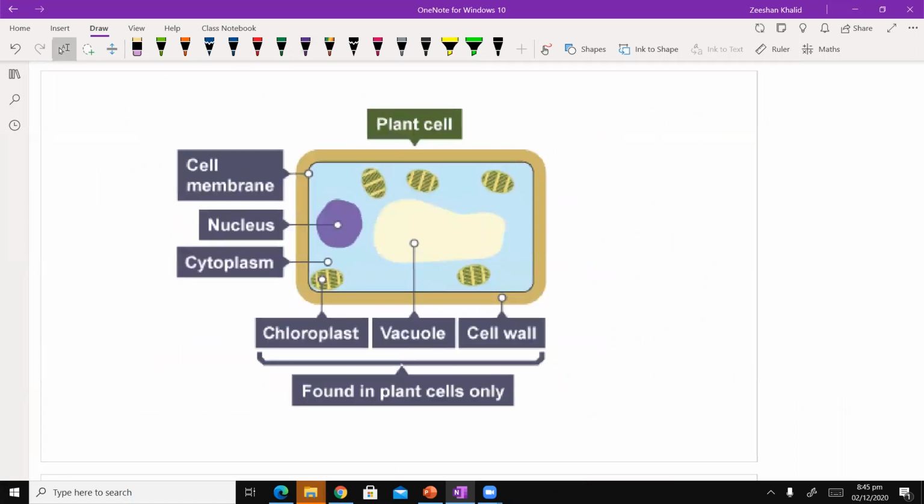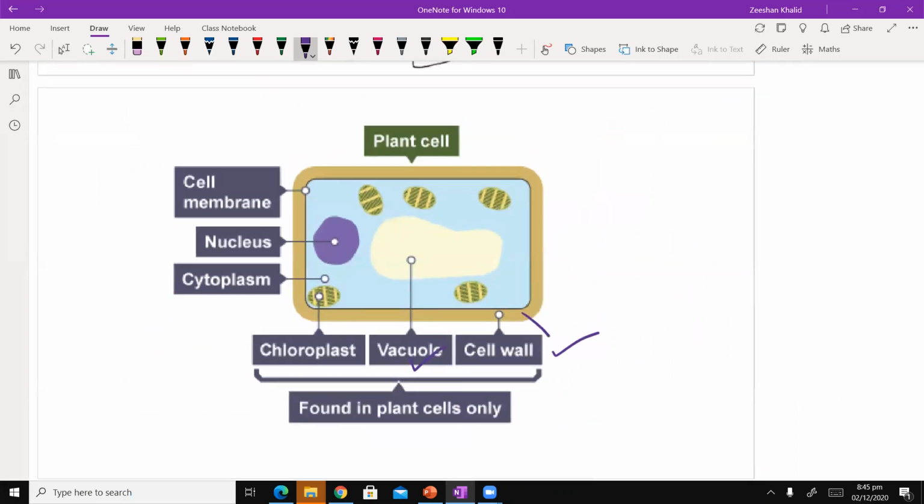Again, another animated diagram of a plant cell. Look at the cell wall. That's the cell wall. Then the vacuole in the middle, that's the vacuole. We know that the vacuole is a fluid-filled thing. That fluid is known as the cell sap. You have the chloroplast, the cytoplasm, the nucleus, and the cell membrane.